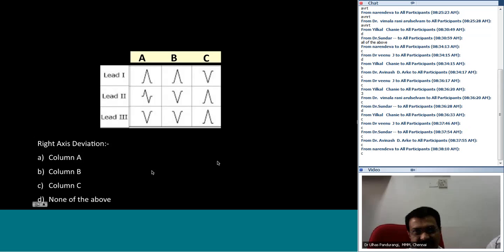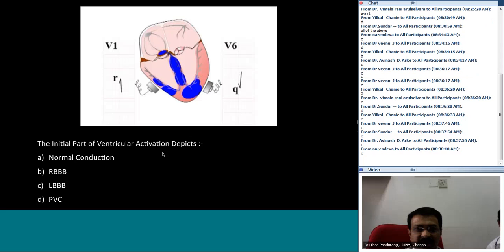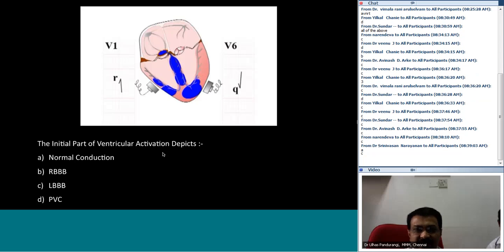So, I'm really giving you a very simple quiz today. Another simple picture here. Look carefully. What I'm showing is the ventricular activation pattern. I'm putting up 2 electrodes. This is V1. This is V6. I'm giving you the initial part of the ventricular activation as recorded in V1 and in V6. Now, does this initial part of the ventricular activation indicate the normal way of conduction, or is it indicative of RBBB? Is it indicative of LBBB, or is it an abnormal conduction in the form of a ventricular ectopy?